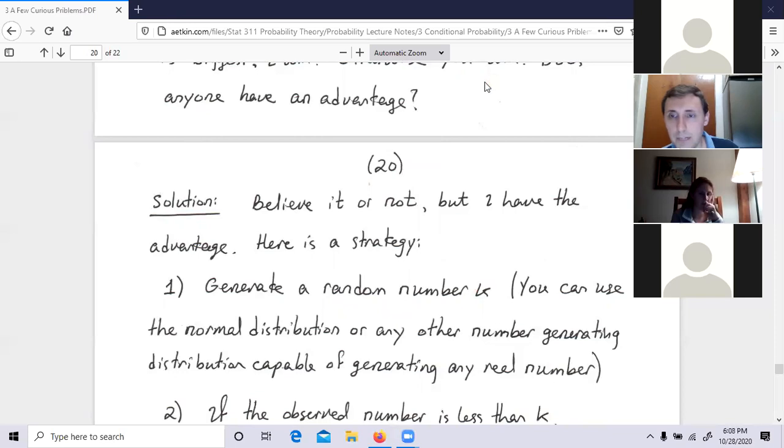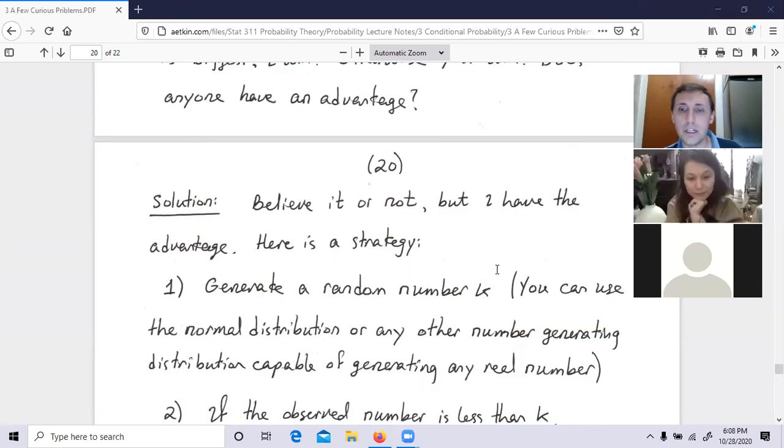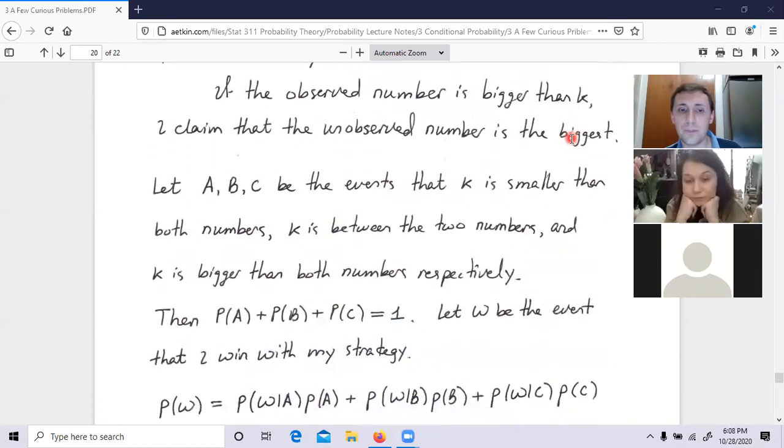Okay, that will give me an advantage. And it depends on how you play this game and what sort of distribution I selected. I might have a huge advantage or I might have a very little advantage. Yes, but I will always have an advantage. Ever so slight. So here is how that's supposed to work.